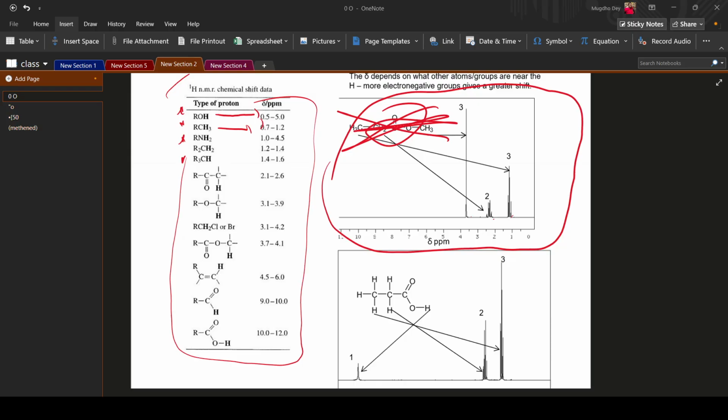Let me show you a spectrum from the book. Then it will be much easier to understand. This one is a little bit advanced.